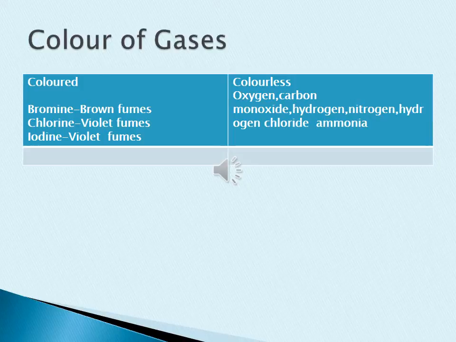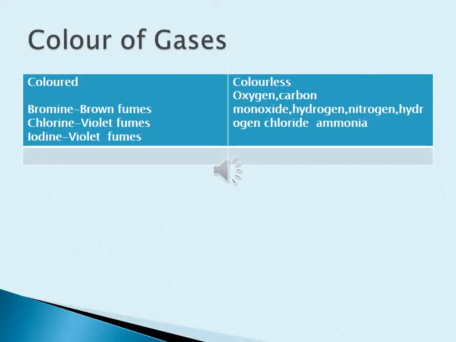Bromine. What is that? Bromine. Spelling: B-R-O-M-I-N-E. Bromine. The color is brown fumes.